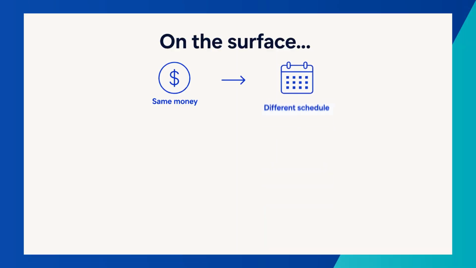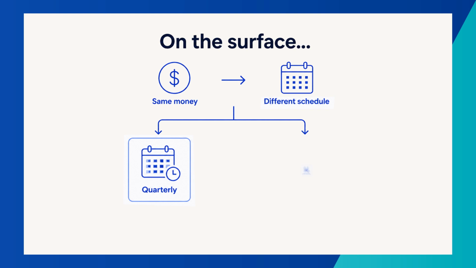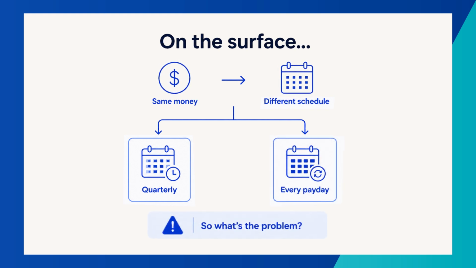Let's start with why this seems more painful than it is. On the surface, you are paying the same amount of super, just more often. Same money, different schedule. So what's the problem?